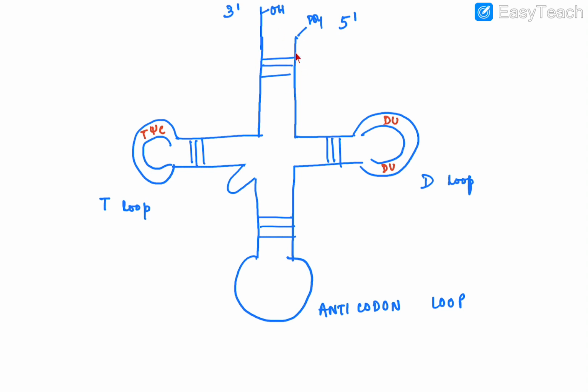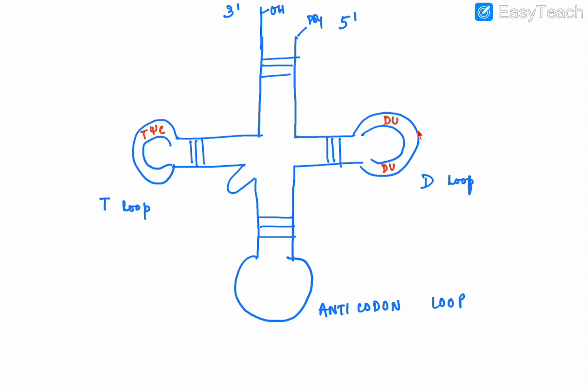This is an acceptor arm. This acceptor arm is formed by the nucleotide pairing between the 3' end and the 5' end of the tRNA. The 3' end has a hydroxyl group and the 5' end has a phosphate group, and this 3' end has the ACC bases. This is the area of the tRNA on which the amino acids are loaded by aminoacyl tRNA synthetase.